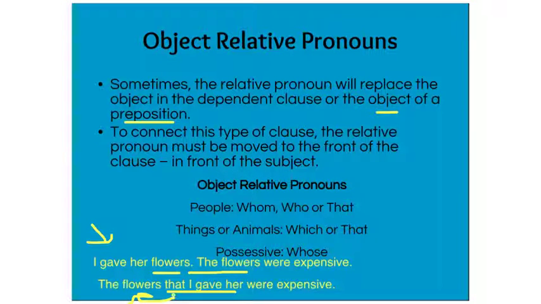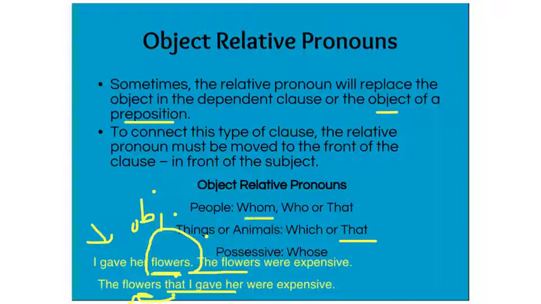And we're using that because flowers are a thing. Now you'll notice the two sentences we combined, we're talking about flowers I gave her, and that is the object in this sentence. So we are going to use the object relative pronoun. We're talking about a thing, that.